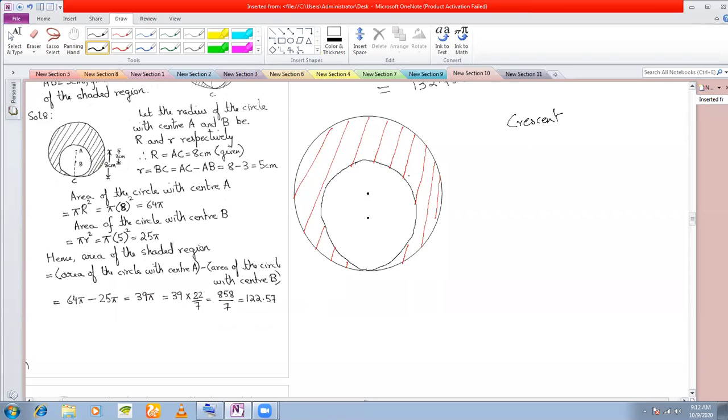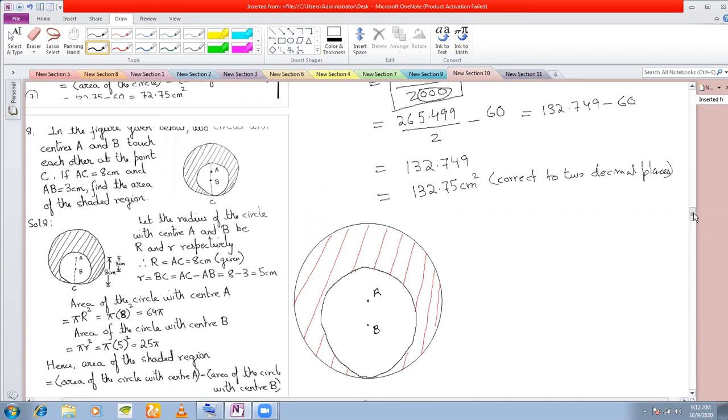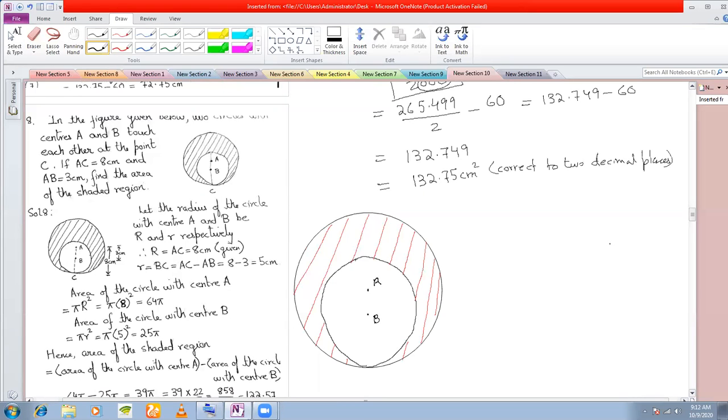So you have two centers here. Two different centers. As I told you, this is not a case of a circular ring. It looks like a circular ring, but it is not a case of a circular ring because they have two different centers A and B. And what else is given? In the given figure, two circles with centers A and B touch each other at the point C.